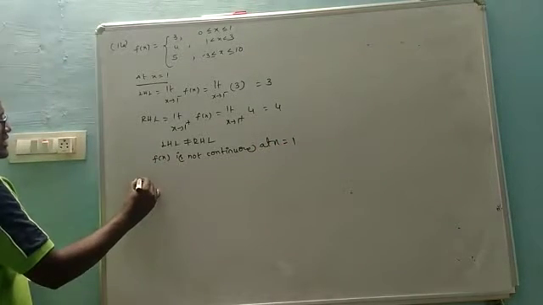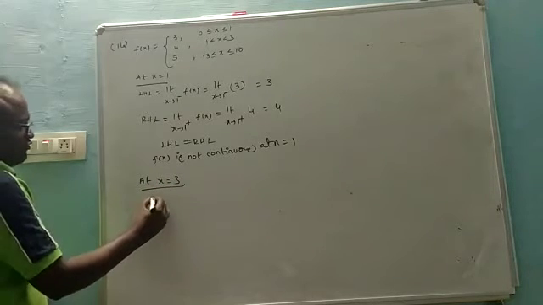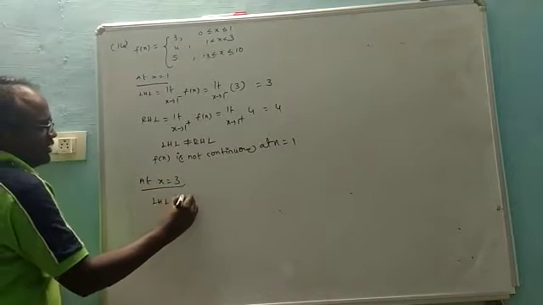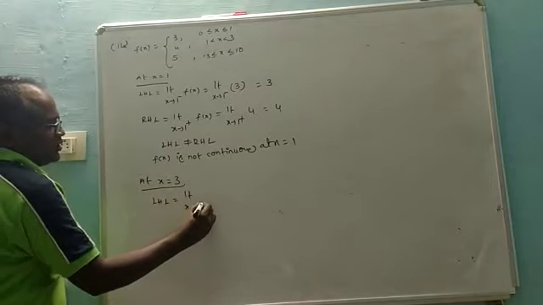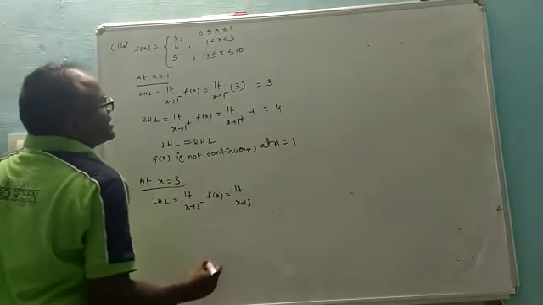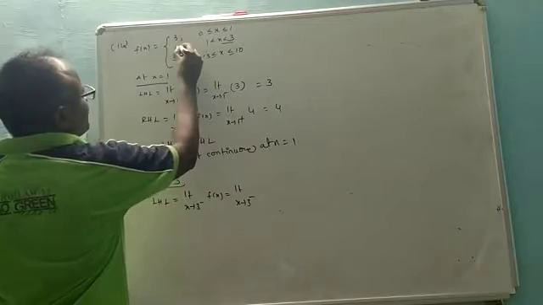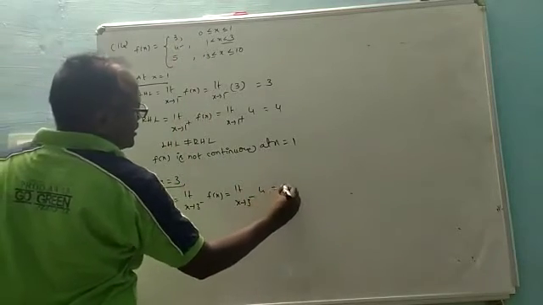Next verify at x is equal to 3. So at x is equal to 3, what about left hand limit? Limit x tends to 3 minus f of x. 3 minus means less than, and less than means what about the function? Value is 4. Means it is 4.